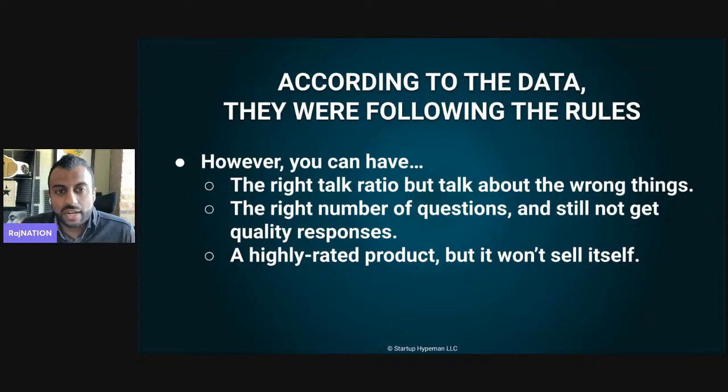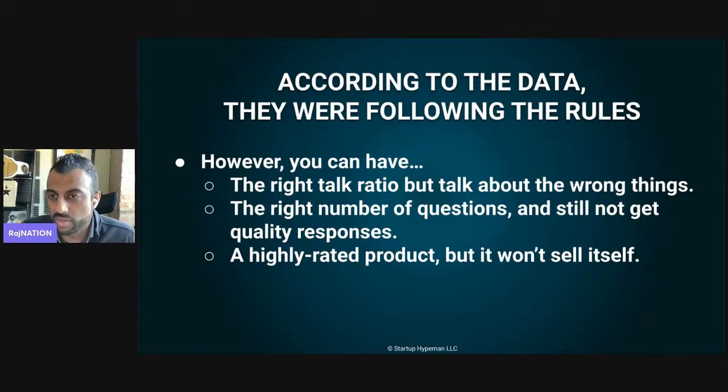So again, according to the data, they were following the rules. They had that talk ratio and everything. But here's the situation. You can have the right talk ratio, talking for 45% and listening for 55%, but you could still be talking about the wrong things. You can ask the right number of questions, but still not get quality responses. And you can have a highly rated product, but that doesn't mean it's going to sell itself.